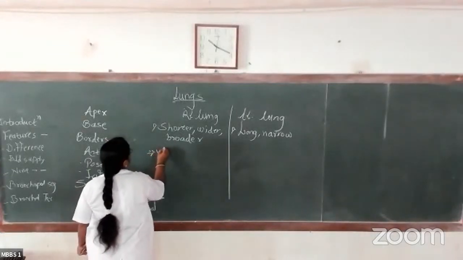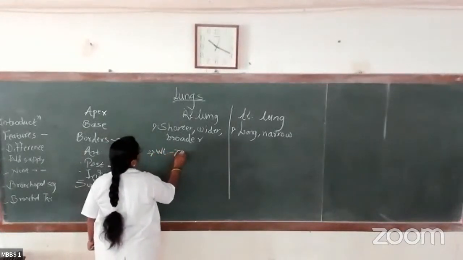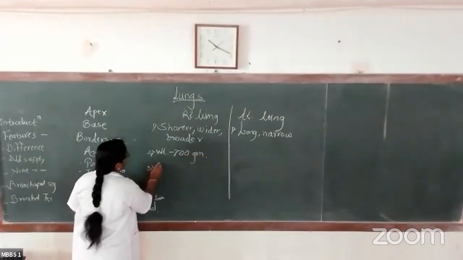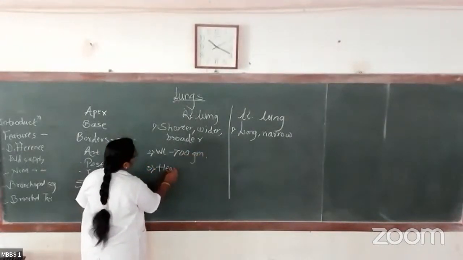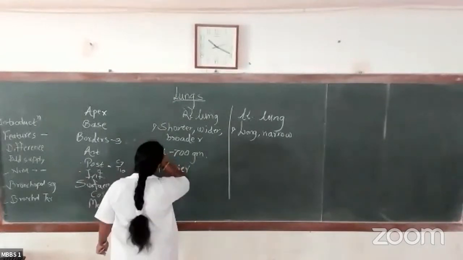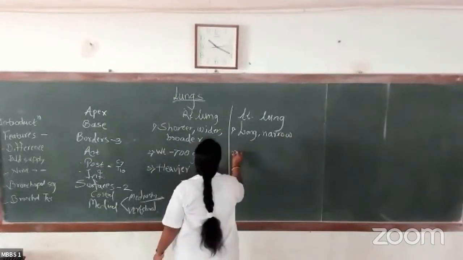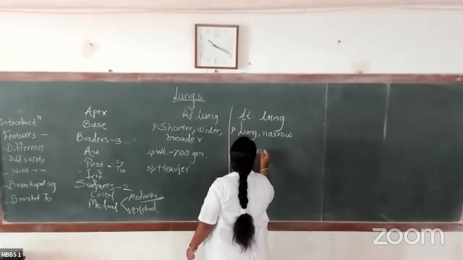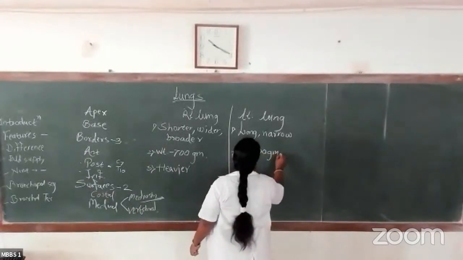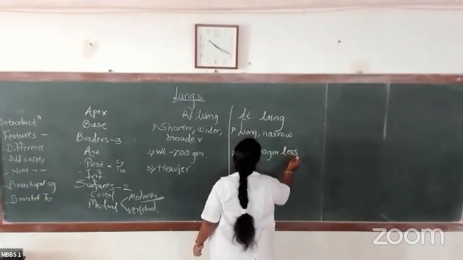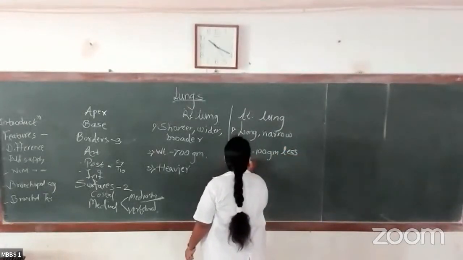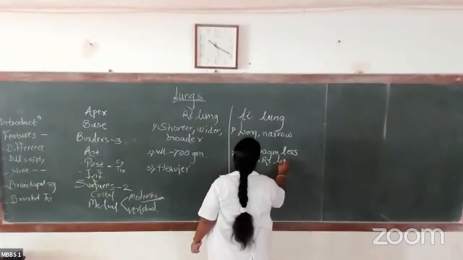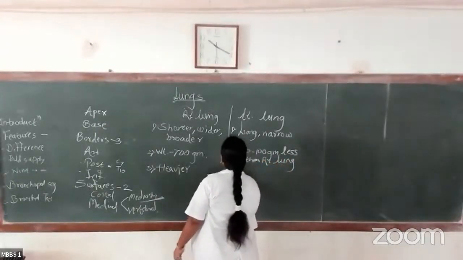Right lung weighs about 700 grams in adults, that is, it is heavier than the left one. The weight of the left lung is 50 to 100 grams less than the right lung. That is, it is lighter.